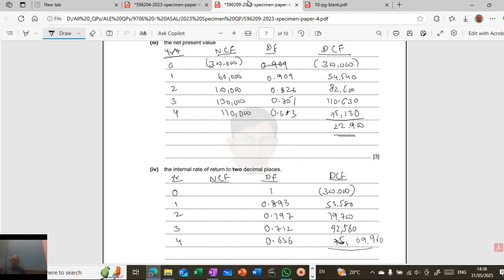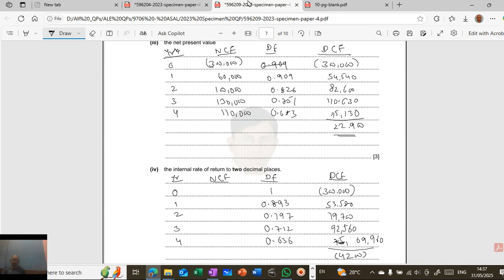So what is the NPV now? 53,580 plus 79,700 plus 92,560 plus 69,960, and minus 300,000, it's a negative cash flow, so the NPV is minus 4,200.